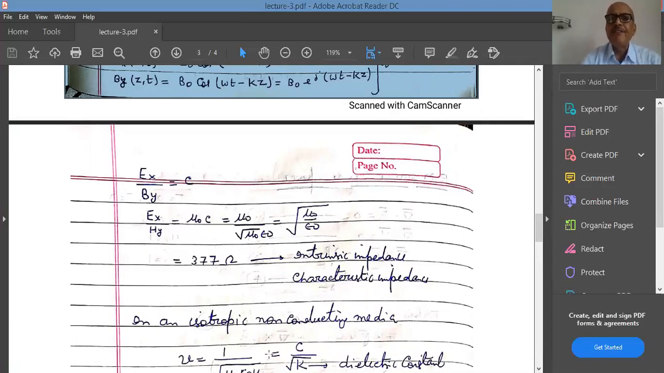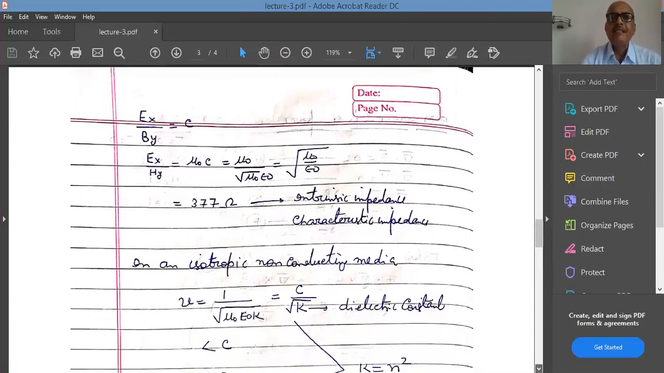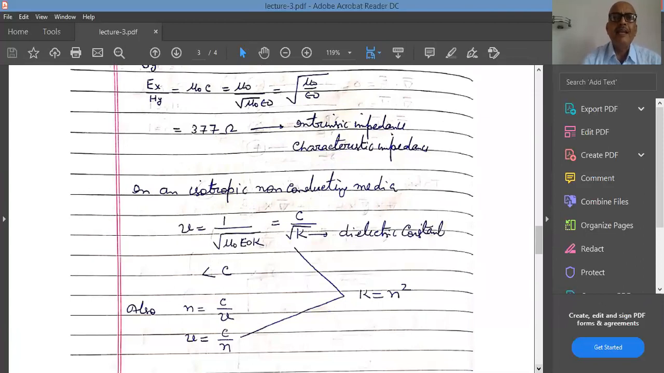So we assume as if the non-conducting medium is non-magnetic. If it is non-magnetic, the value of mu will be mu 0, because we are taking mu r, the relative permeability, as 1. But you can see that I have written here epsilon 0 k. K is the dielectric constant, or epsilon r. That also we can put, but since I am not using the propagation constant here, I have taken the liberty of putting this dielectric constant k here. So it's C upon under root of k.